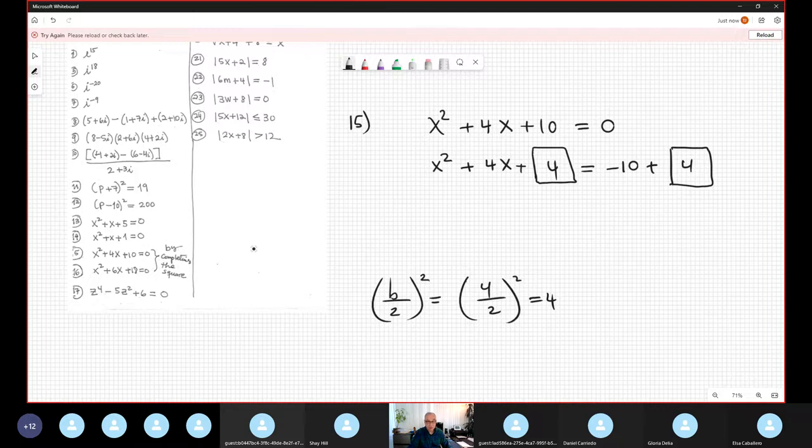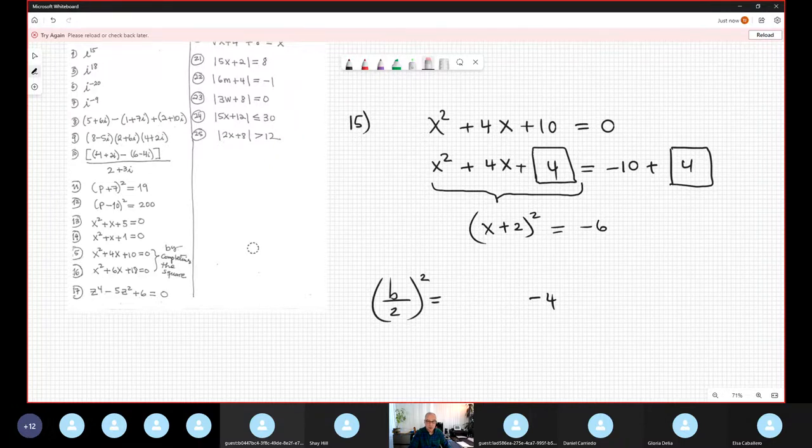Now I guarantee you that in this moment this trinomial is a perfect square, and the factorization is not two parentheses, it's only one, because it's a perfect square: x plus 2. This 2 is the square root of 4, and this x is the square root of x squared. On the right-hand side, we have minus 6. Now we are ready to apply the square root method.